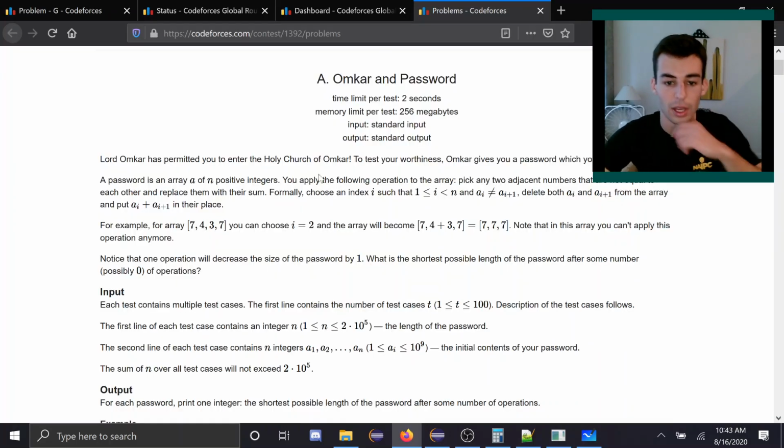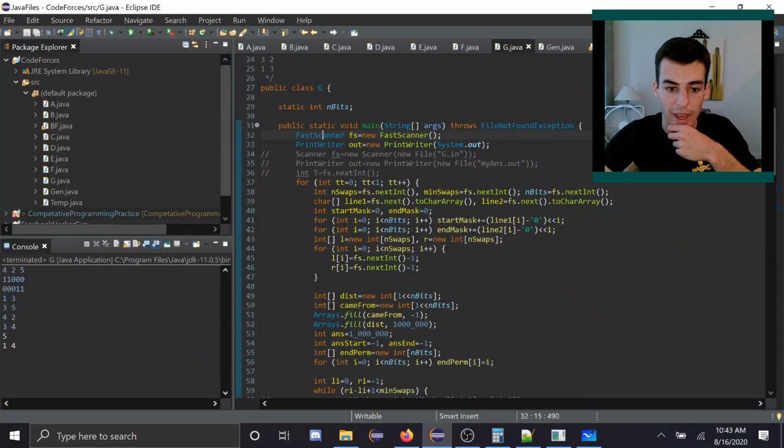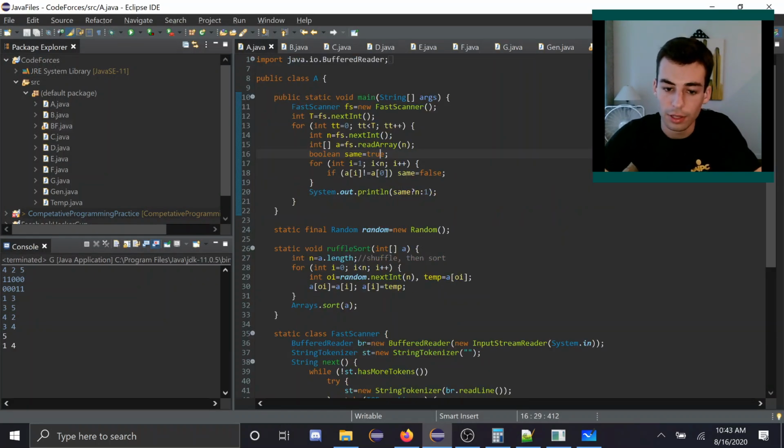All right, so that's problem A. Pretty easy. I'll show you the code for that. Let's just check if they're all the same. If they are, the answer is n, otherwise it's 1.